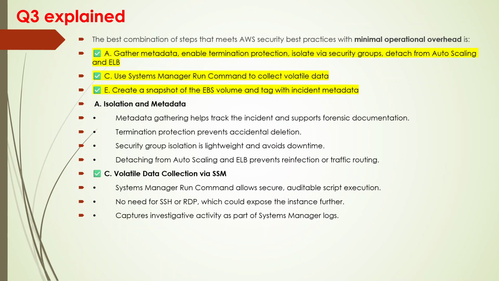The correct answer is A, C, and E: gather metadata and enable termination protection, isolate by a security group, detach from the auto-scaling group and ELB, use Systems Manager Run Command to collect volatile data, and create a snapshot of the EBS volume and tag the incident metadata.